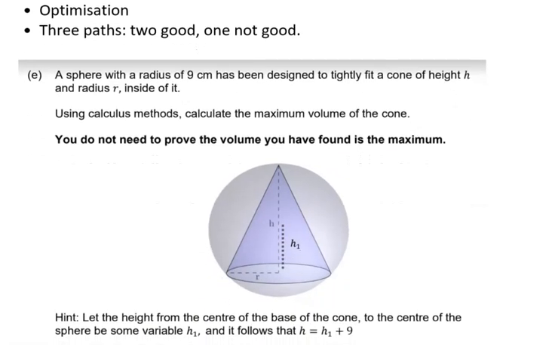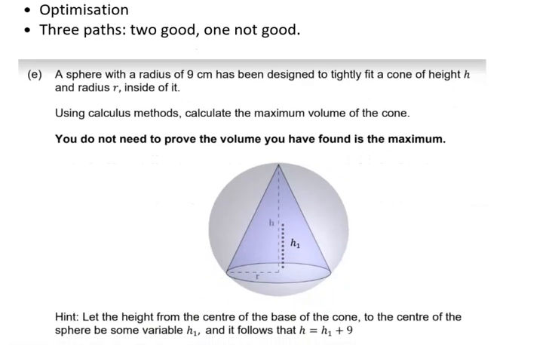I'm starting with one of the excellence questions in the differentiation paper. It's a pretty classic setup where we've got a sphere with a cone sitting inside it, and we're given a really nice hint that made the problem much easier. What I'm going to do in this video, though, is go through 3 different ways that are going to get us to the end of the problem.